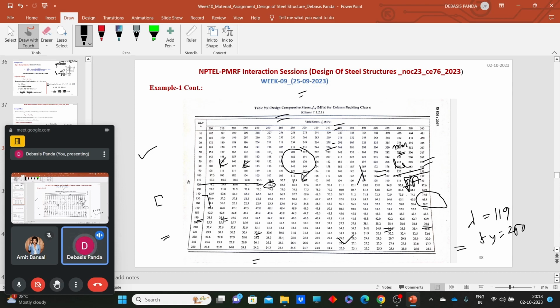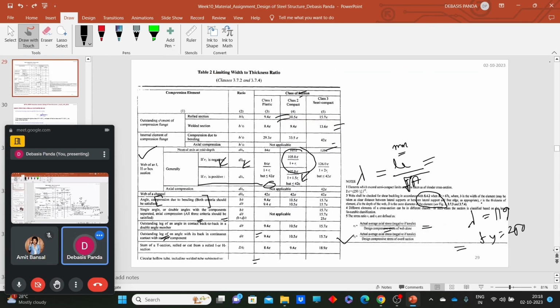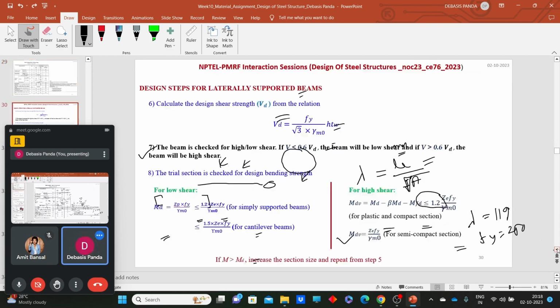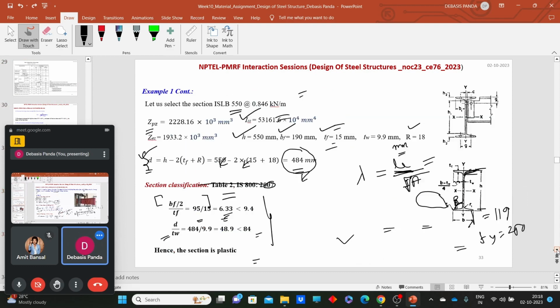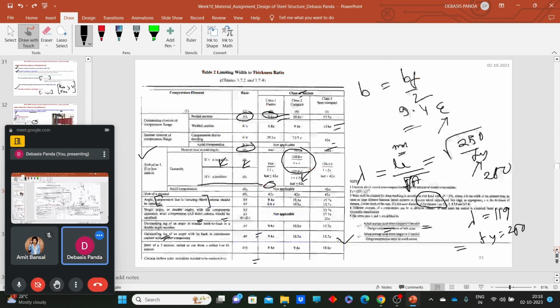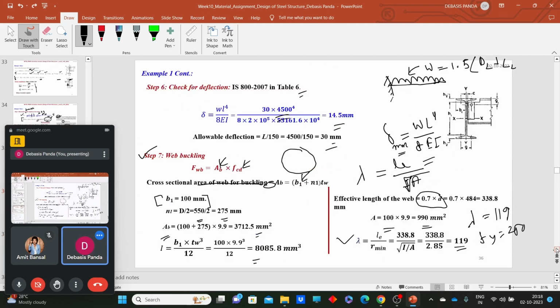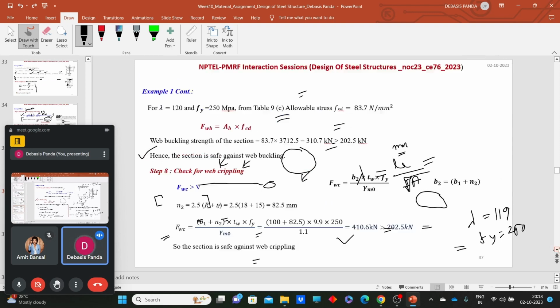So now we can calculate the web buckling strength, then web crippling strength. So the Fcd value directly comes as 83.7 Newton per mm square. Now we can calculate the Fwd value, and Fwd value will be nothing but the value of Ab.